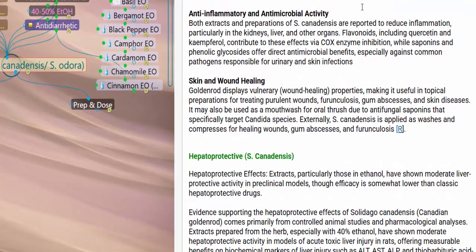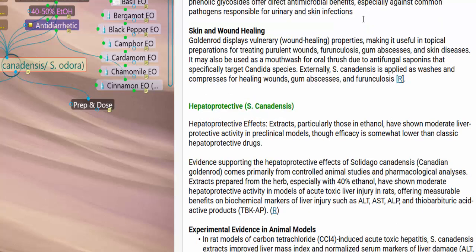Here's more on its anti-inflammatory and antimicrobial activity. And so we see that it can reduce inflammation, particularly in the kidneys, liver, and other organs. It inhibits the COX enzyme. Saponins and phenolic glycosides have different antimicrobial effects against common pathogens that are responsible for urinary and skin infections.